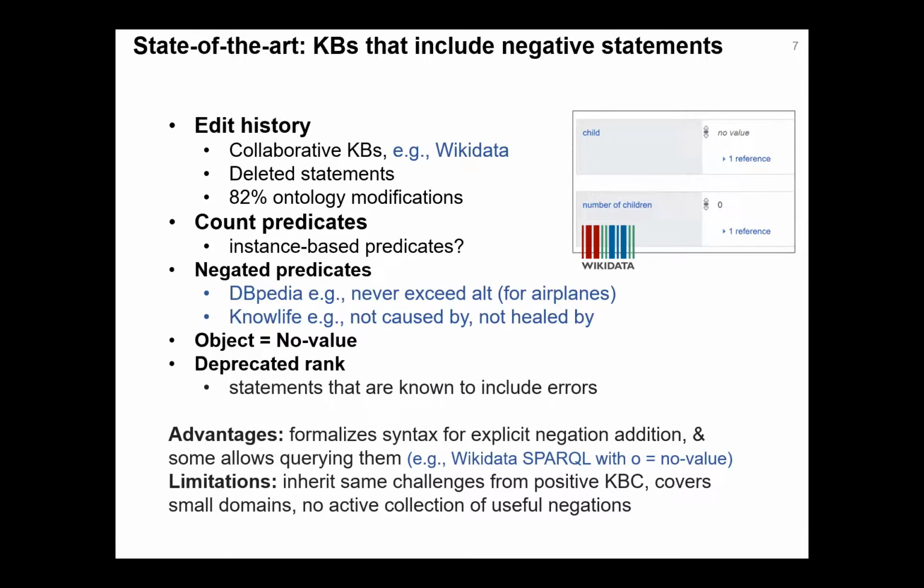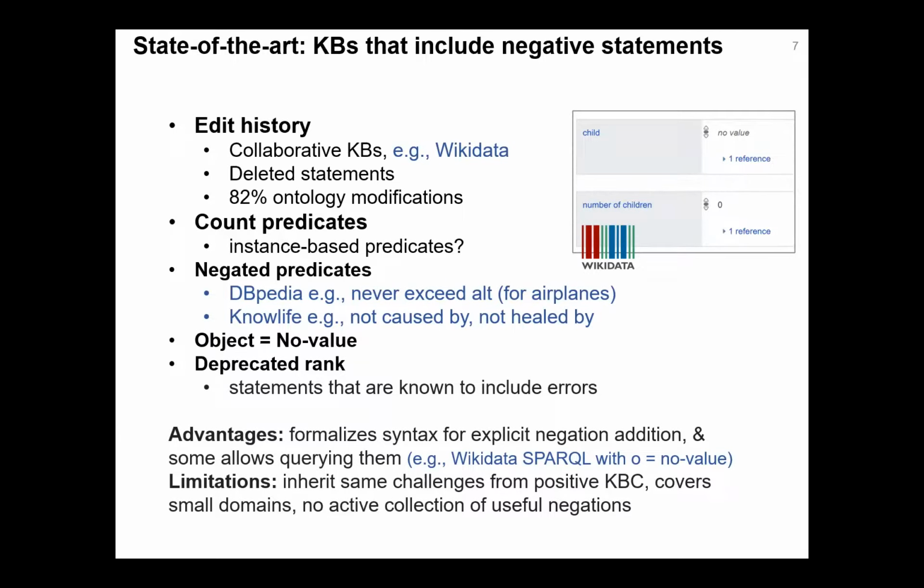The limitations, however, are that they inherit the same challenges from the positive knowledge base completeness, and this is what Simon mentioned at the beginning, where incompleteness is a problem because you have incomplete sources and you have imperfect extractors, and on top of that, in the negation part, you have quasi-infinite information. So you have to validate everything and make sure that they are correct, and you have to store them and maintain them. So it's not very simple to add every possible negation to knowledge bases.